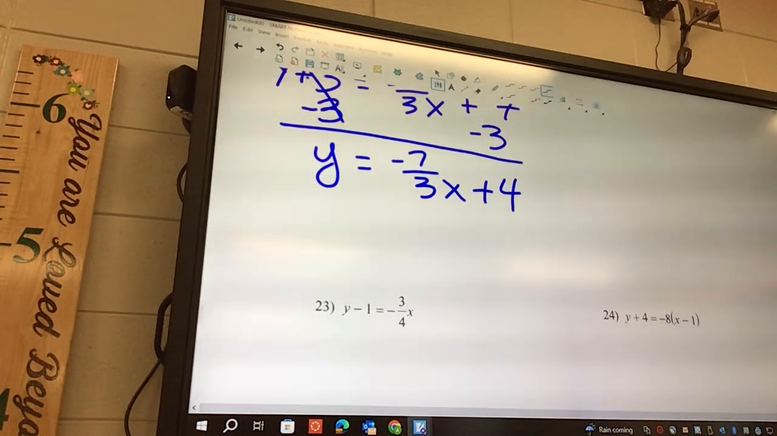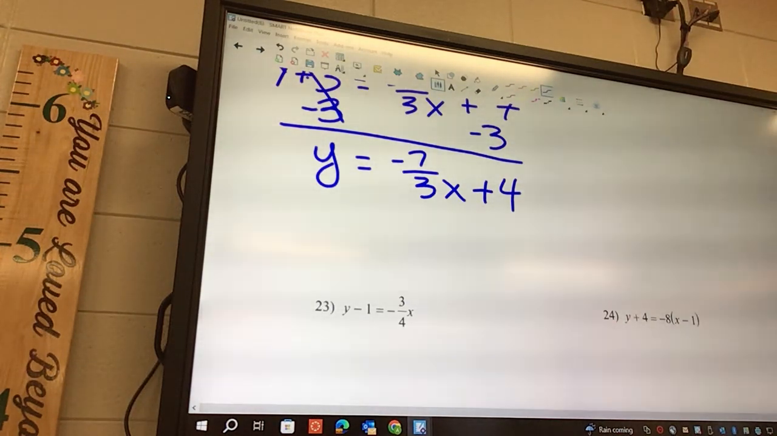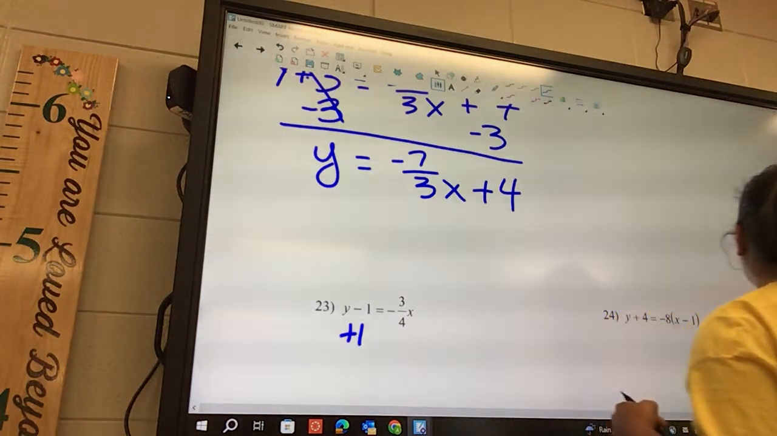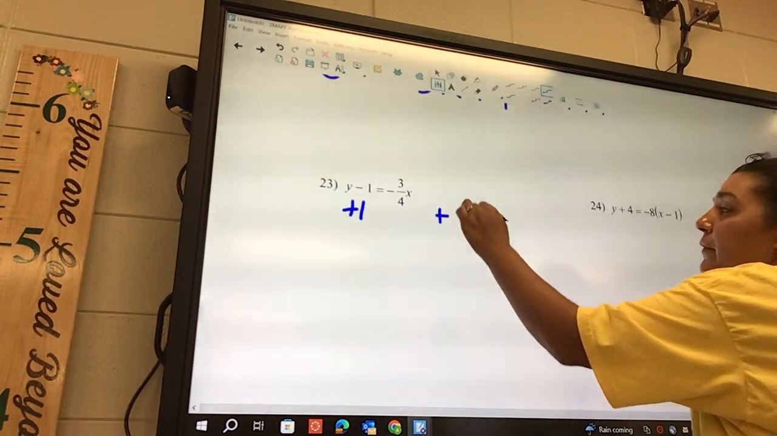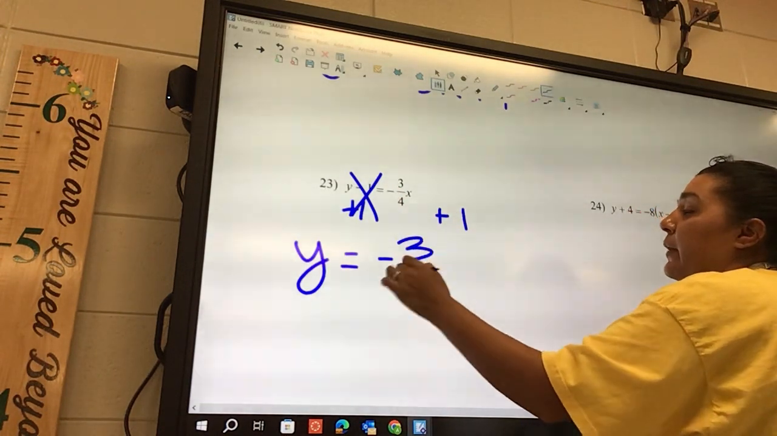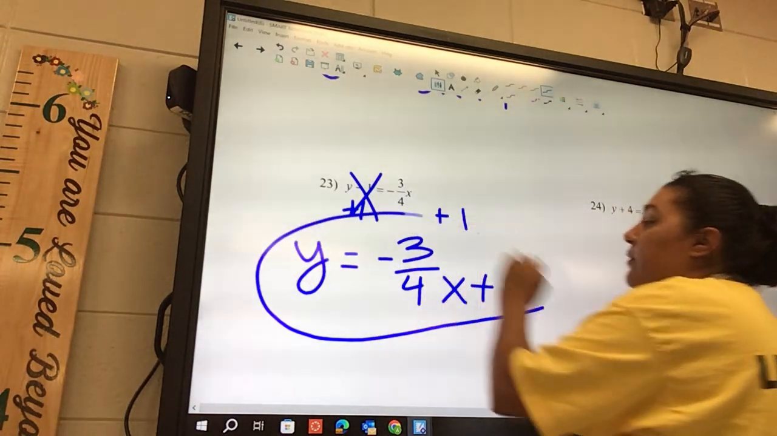Okay, 23, is there parentheses? There's no parentheses, no. So what number is next to the y? -1, so we're going to add 1 to both sides. Can he go with a 3/4? No, so he's just going to go off to the side. And what happens is, it's going to be y equals -3/4x plus 1. This is what my answer is going to look like for that one.